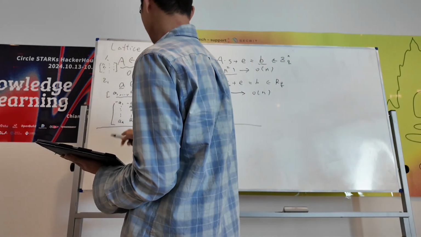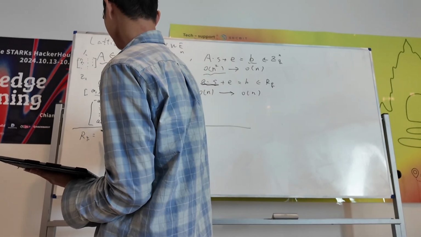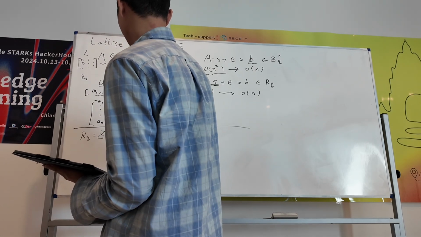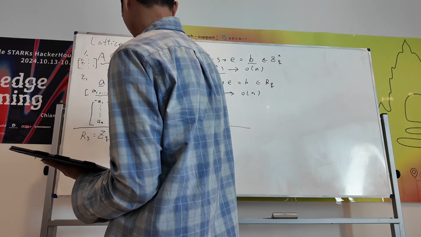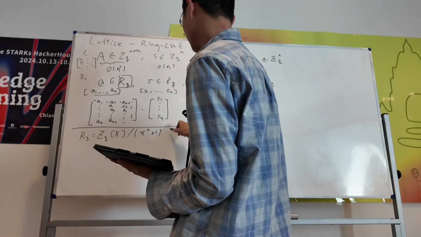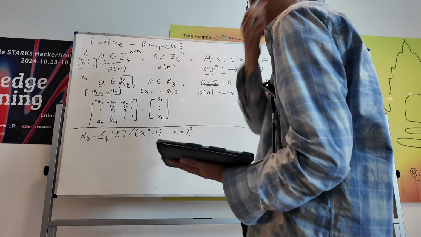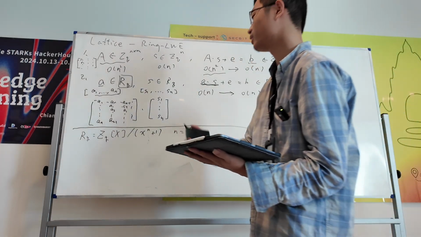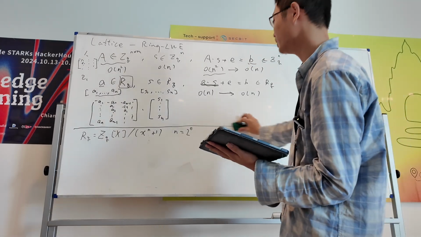A popular choice is to instantiate it by a polynomial quotient ring where the quotient polynomial is x^n plus 1, where n is a power of 2. In the following, I will give some supporting evidence for why we consider this to be secure, or why it has to be this form for it to be secure.